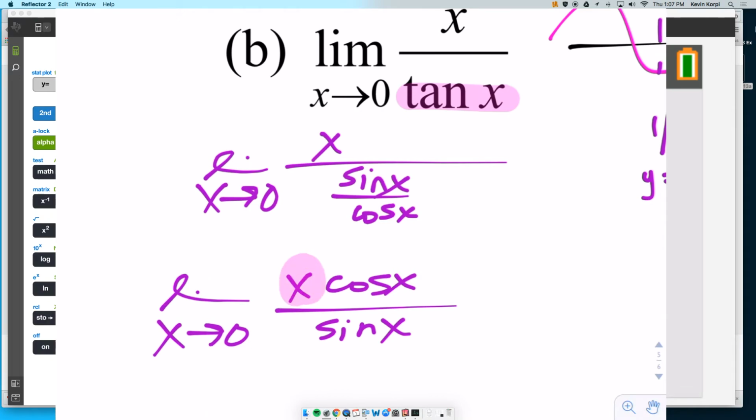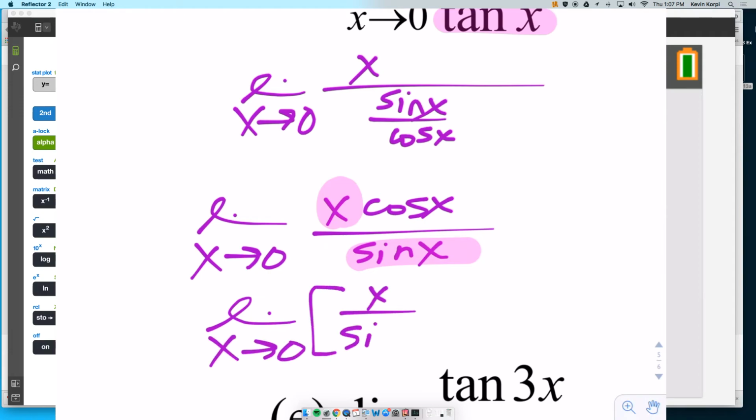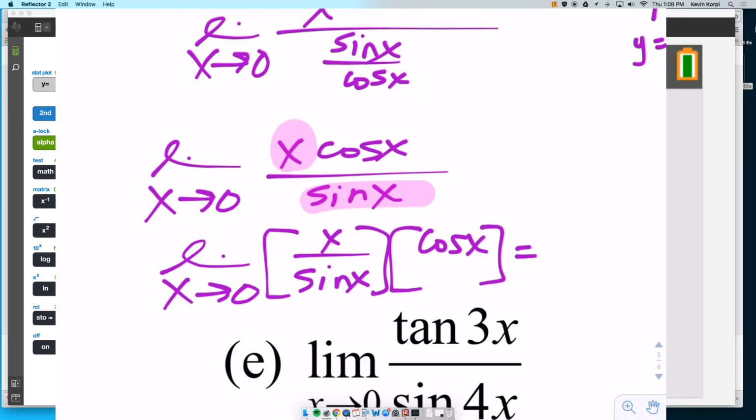But now it's still the x causing the 0 on the top, but instead of the tangent causing the 0, it's the sine. We should be in good shape though, right? Because, and I'll just show the association here, x over sine of x, and then cosine of x. By memorization, what's the first factor? 1. And how do we evaluate cosine at 0? Plug in. It's continuous. So you get cosine of 0, which is 1. So your answer is 1.